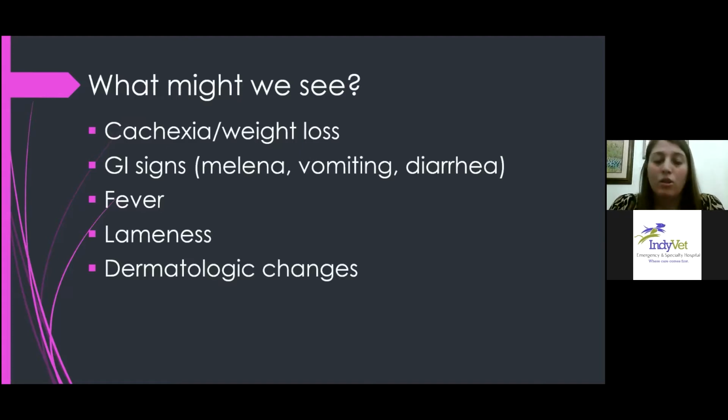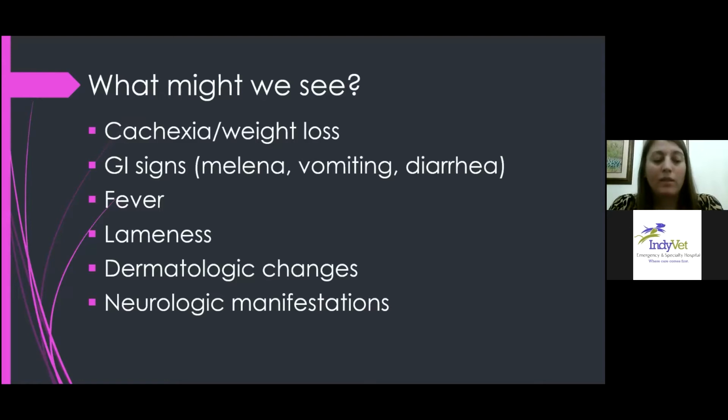We can see dermatologic changes, the most common being alopecia or just generalized hair thinning. With any endocrine tumor, we can commonly see skin changes as well, or just any endocrine disease, such as diabetes, Cushing's, hypothyroidism. And the last thing we can see is neurologic manifestations.